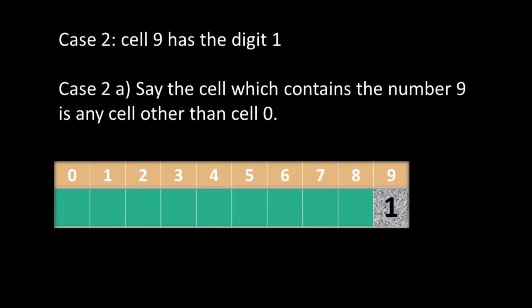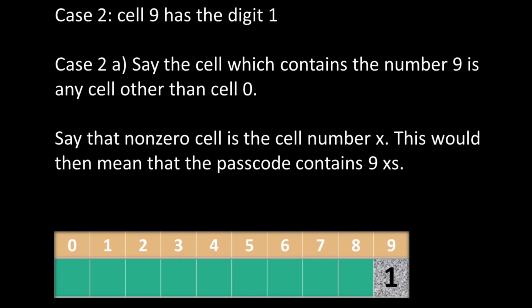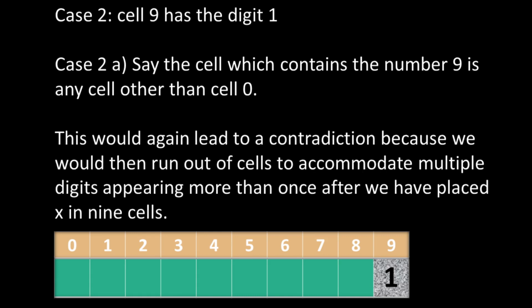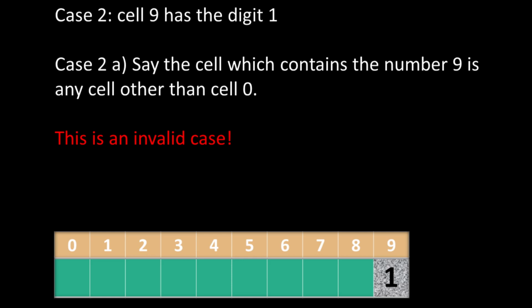Case 2a. Say the cell which contains the number 9 is a cell which is marked with a number other than 0. Say that non-zero cell is the cell number x. This would then mean that digit x would appear in 9 cells, implying that the digit x would be placed in all of the cells except the last cell. This would again lead to a contradiction because we would then run out of cells to accommodate multiple digits appearing more than once, after we have placed the digit x in 9 cells. So this is an invalid case.